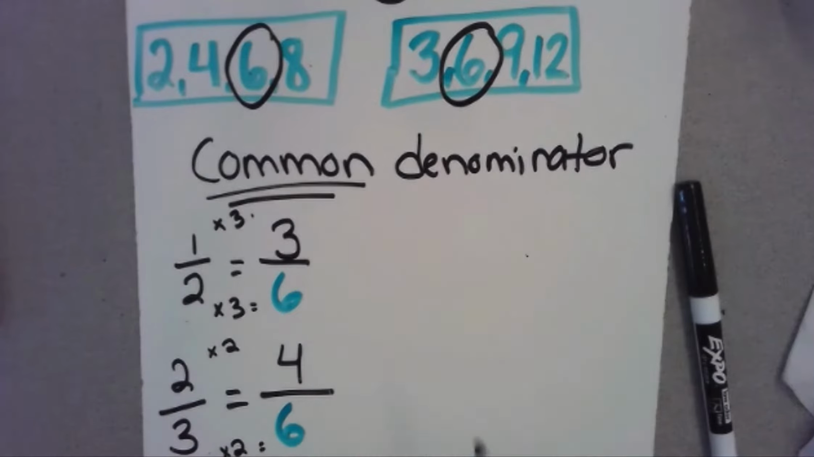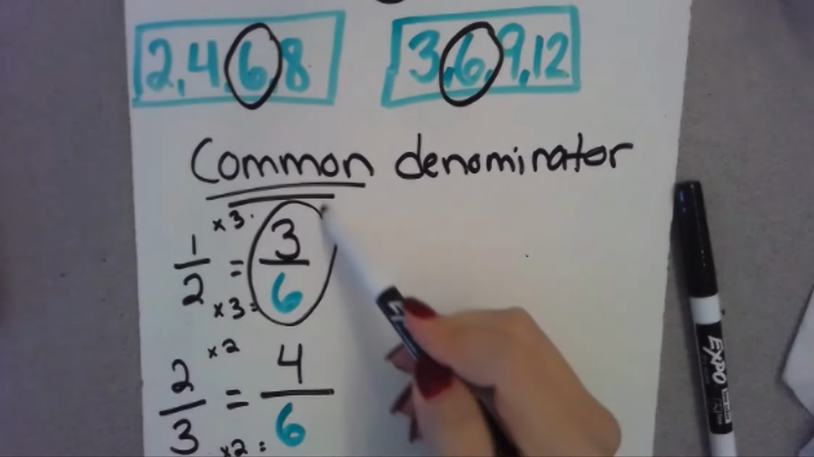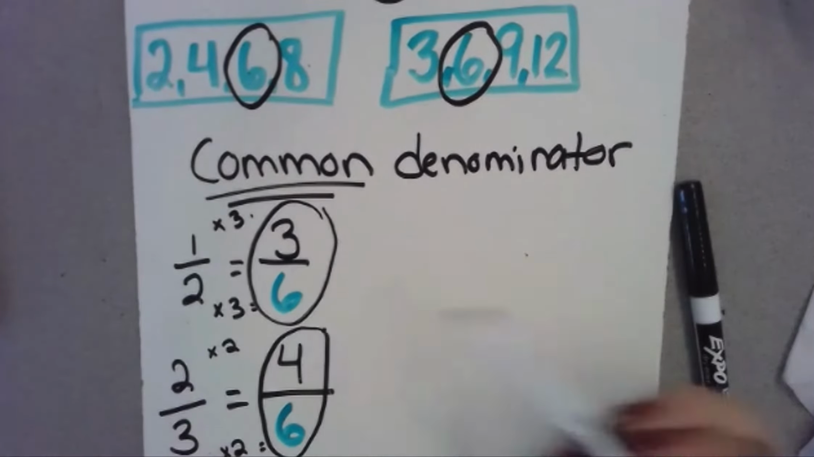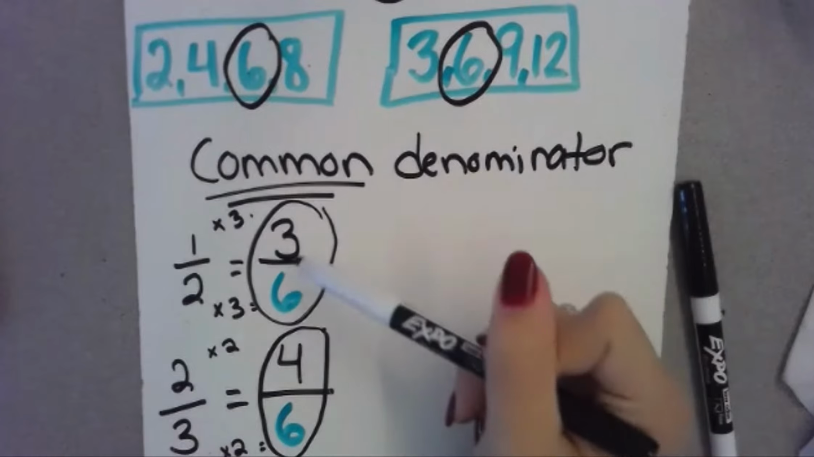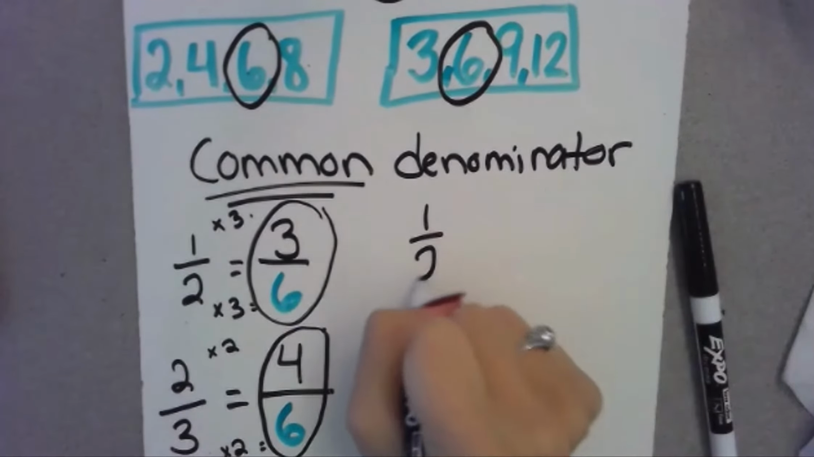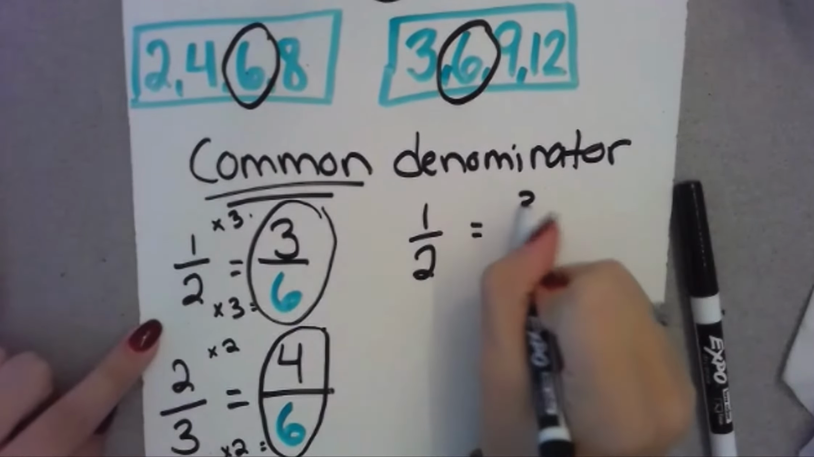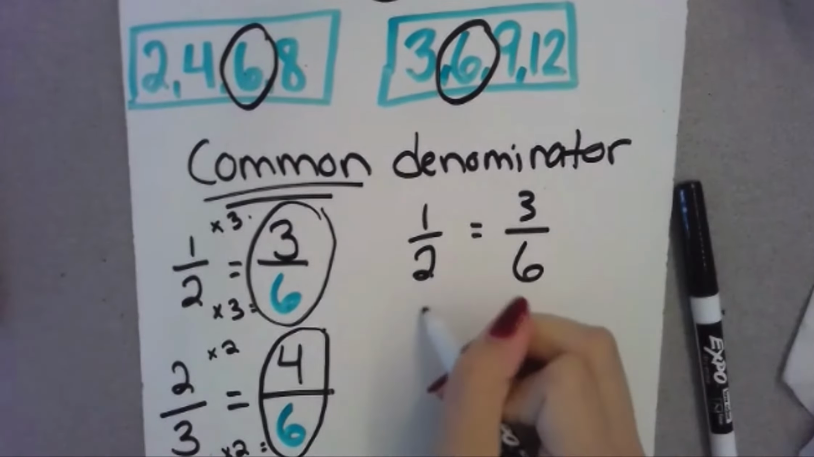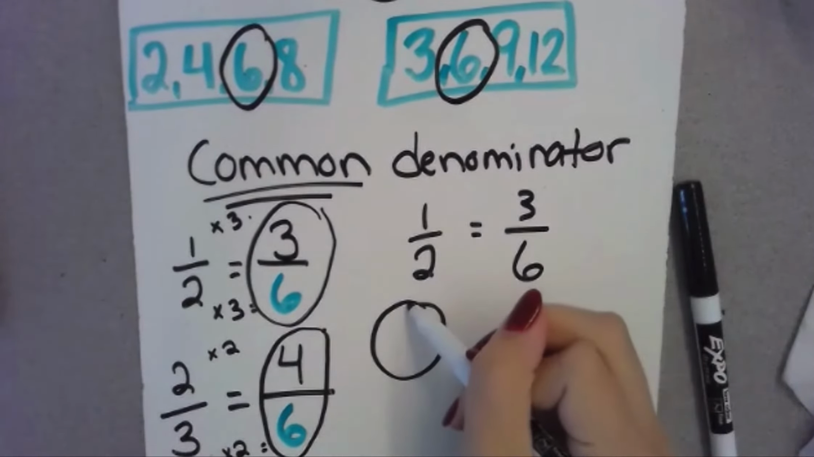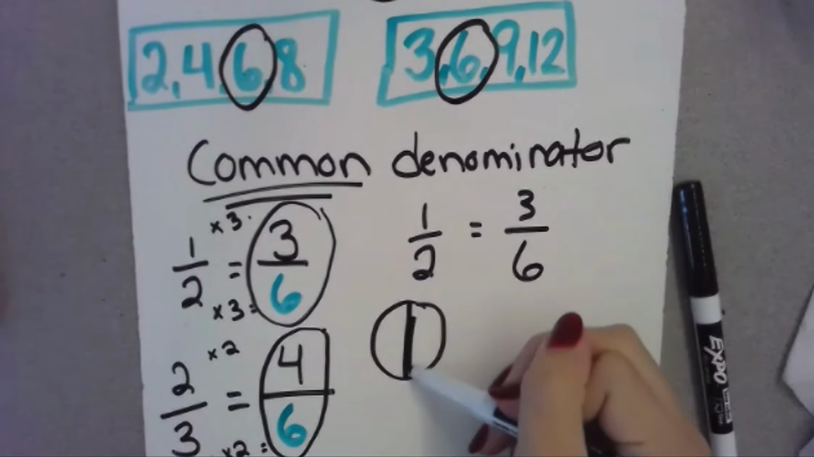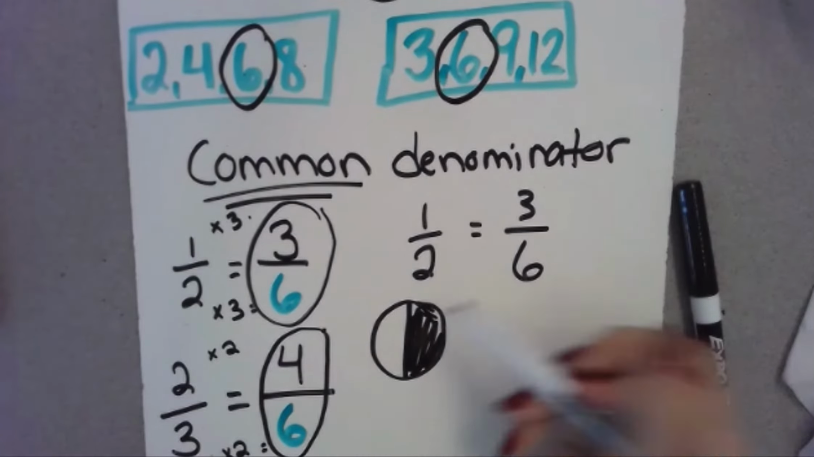All right. We now have our brand new fractions, but they are still equivalent. That means they are the same. They represent the same amount as the original fraction. Let me prove it to you. Here's a circle. Cut it into a half. I want 1/2, so I shade it in.